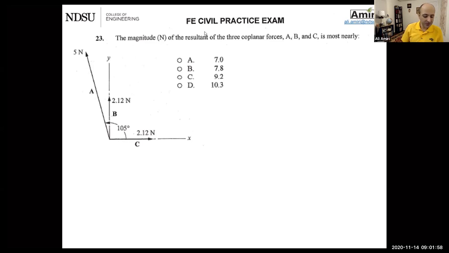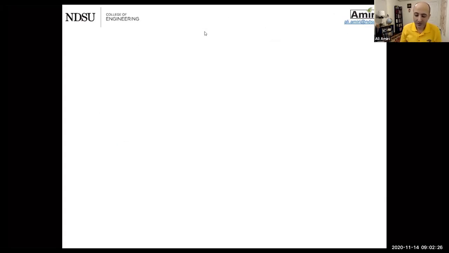Question 1. We'll start with some easy stuff, and then we'll get a little bit more complicated. Question 1: the magnitude in newtons of the resultant of 3 coplanar forces A, B, and C is most nearly which? A, B, or C? Before doing this example, I want to give you a little bit of theory here.